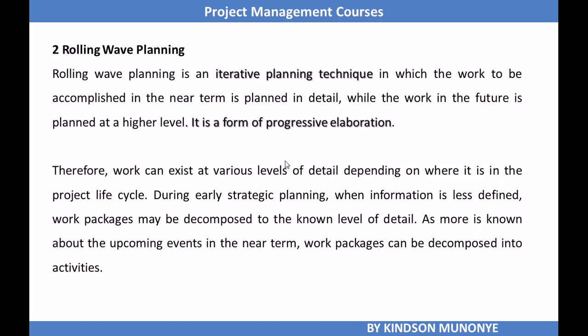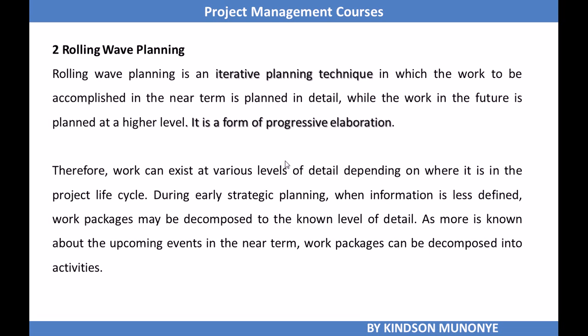Another tool and technique used in defining activities is rolling wave planning. This is a very interesting term, rolling wave planning. From the name you can try to understand what it means. It is an iterative planning technique in which the work to be accomplished in the near term is planned in detail, while the work in the future is planned at a higher level. So rolling wave planning is a form of progressive elaboration where you use the details you have to plan in detail, and where the information is not very clear, you plan at a higher level, but as time progresses you get more details and then you elaborate.